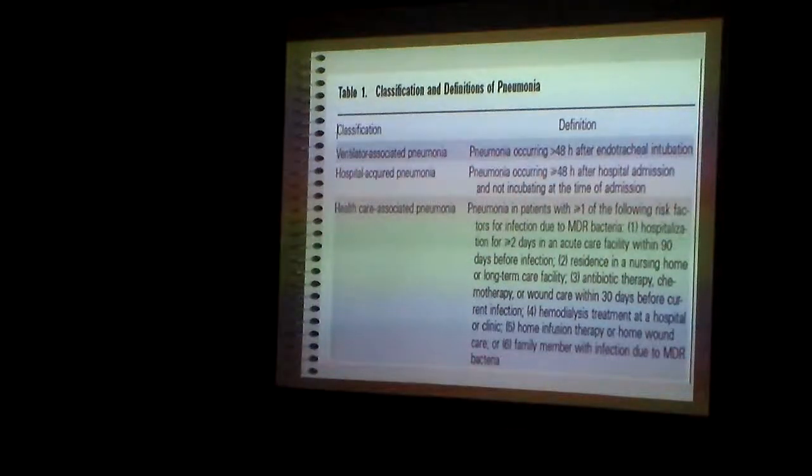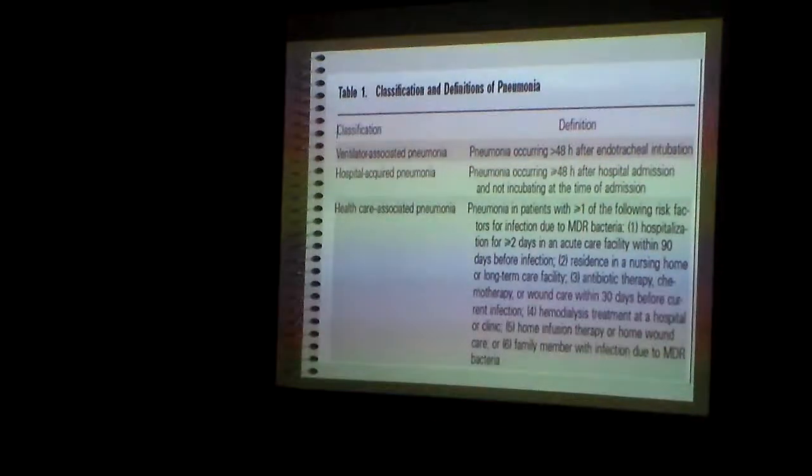If they get any antibiotic therapy or prolonged infusions or wound care within 30 days prior to the current admission, or they get dialysis at a hospital or a clinic, or if they have a family member who has a multi-drug resistant organism. So these are the 6 risk factors. They call it healthcare associated. And the main reason to differentiate all this is that there are risk factors for resistant bugs. That's what you're looking for.